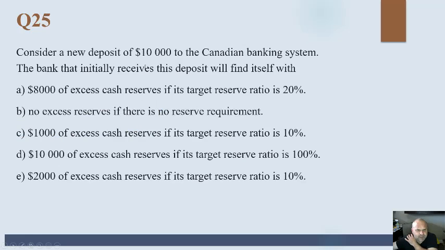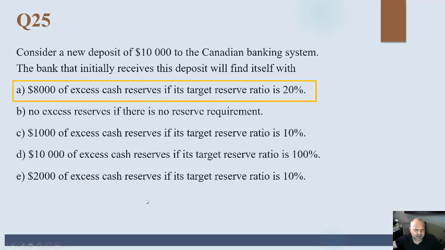Let's consider a new deposit of $10,000 to the Canadian banking system. Okay, so we're assuming this is new money that's not already in the system. So the bank initially receives this deposit and will find itself with excess reserves of... which one of these is correct? So you might want to remember your formula for what excess reserves are. Okay, so here the correct answer is 8,000.